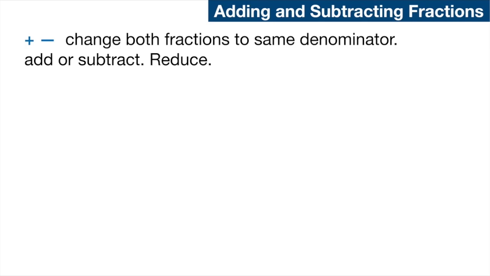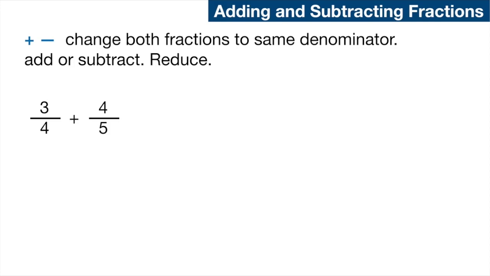Now let's look at adding and subtracting fractions. This is a little more complicated because to add and subtract fractions, we need to have the same denominator, or the same bottom number. We cannot add and subtract any fractions unless both fractions have the same denominator. So the first step is to change both fractions to the same denominator, then do the add or subtract operation, and then reduce. So let's see how that's done.